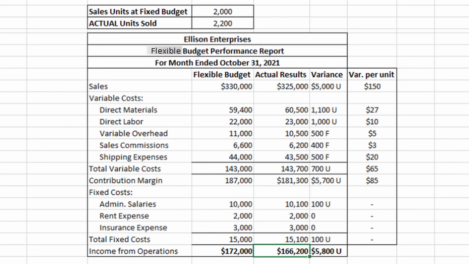I just want to remind you that we created our flexible budget assuming that 2,200 units would be sold, but of course inherent to the idea of a flexible budget is that it could be adapted for any amount of units. So you could create a flexible budget for 2,300, 2,400, or any other number of units sold, which is what makes the flexible budget so useful.